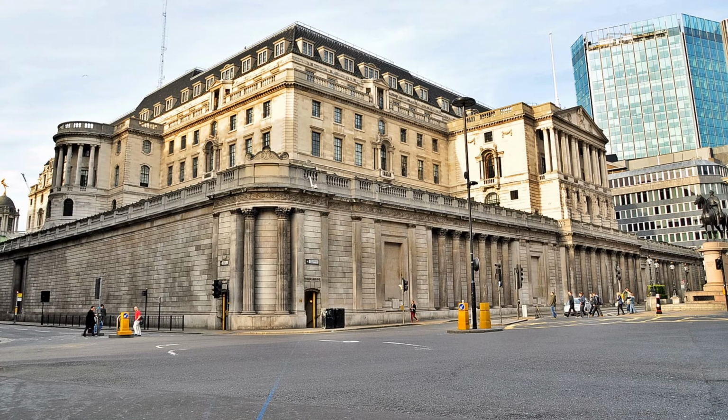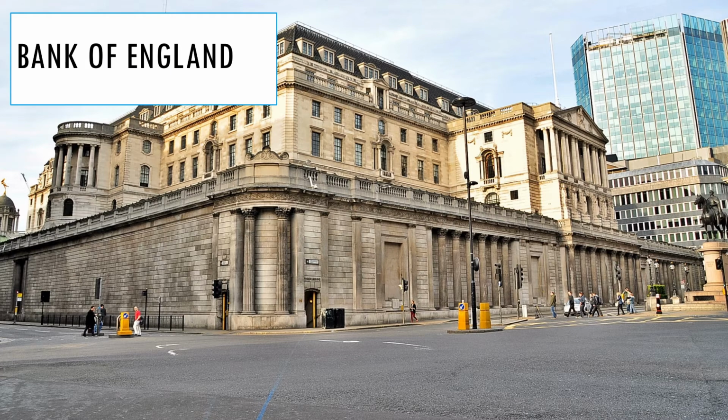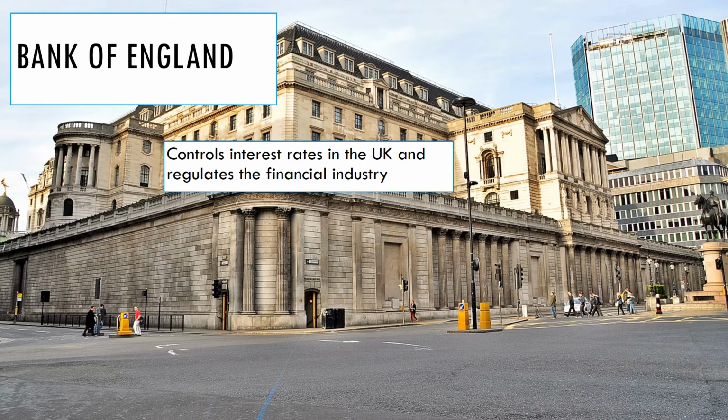Now, in the UK, this institution here is responsible for determining or influencing the rate of interest in the economy. This is the Bank of England, and they control interest rates in the UK and they regulate the financial industry. They have a very special role as a bank. They are not a normal bank that you or I would bank with, like NatWest or HSBC. They are what's known as the banker's bank.